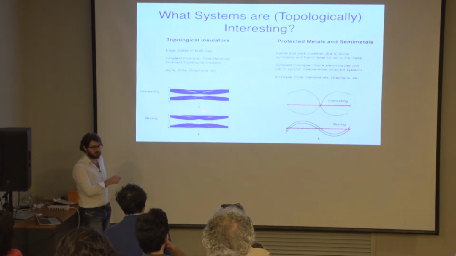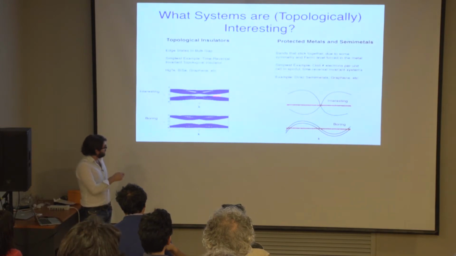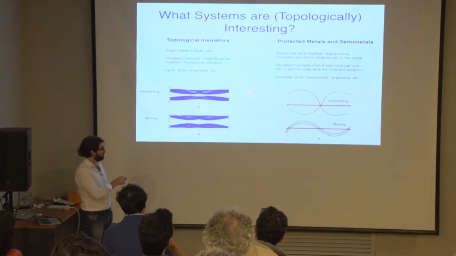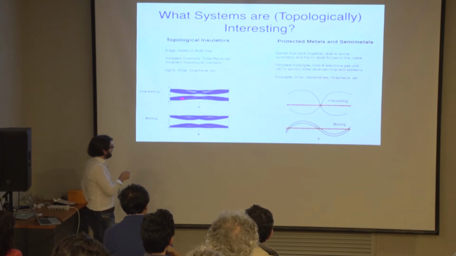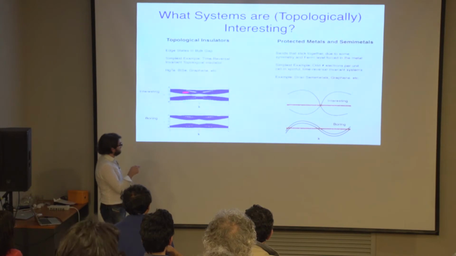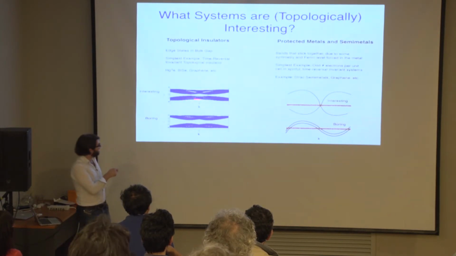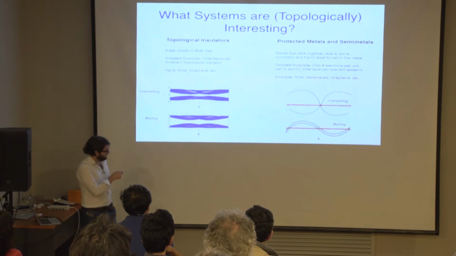By topologically interesting at first order, I mean whether, when you put the spectrum of a system on an open surface, on a manifold with an open boundary condition, it acquires these edge states which represent spectral flow between the valence band and the conduction band.